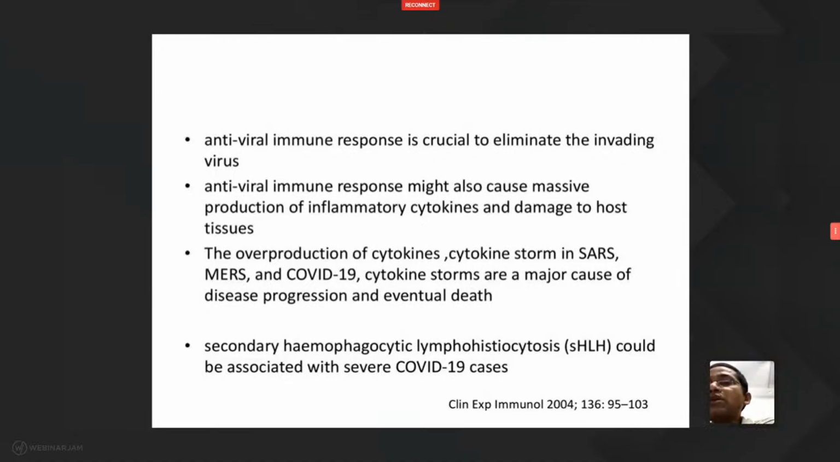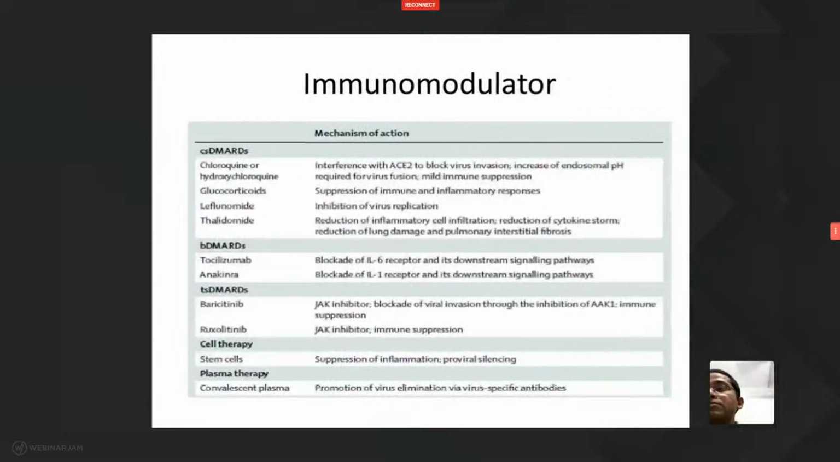This overproduction of cytokines, which is known as the cytokine storm, is similar to SARS, MERS, and COVID-19. And there is a phenomenon, secondary HLH, which is also seen in COVID-19, and occurs mainly in the second week of the disease when the inflammatory markers are very high.